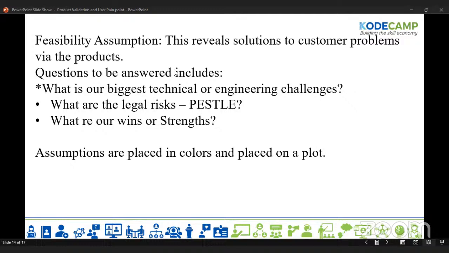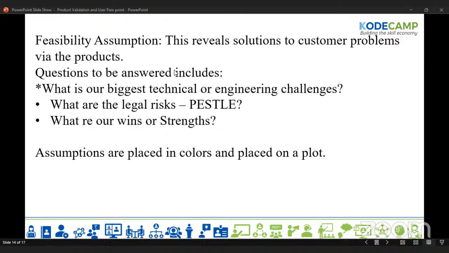So at this point, you already know that you have a feasibility assumption, but now you want to go back in and say what are our biggest technical engineering challenges. You want to make sure that the product has answers to all the problems the customer has, and that the company or the business or the organization or the product feature can answer to it, right?